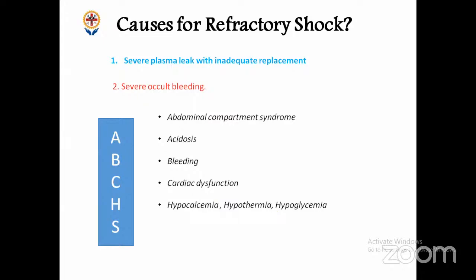Hypothermia is the most important one, which can worsen the shock rapidly, and it can worsen the acidosis. It is a vicious cycle. Hypothermia, acidosis, and shock is a vicious cycle. If you don't correct hypothermia, your acidosis and shock will not get corrected. So think of all these things.